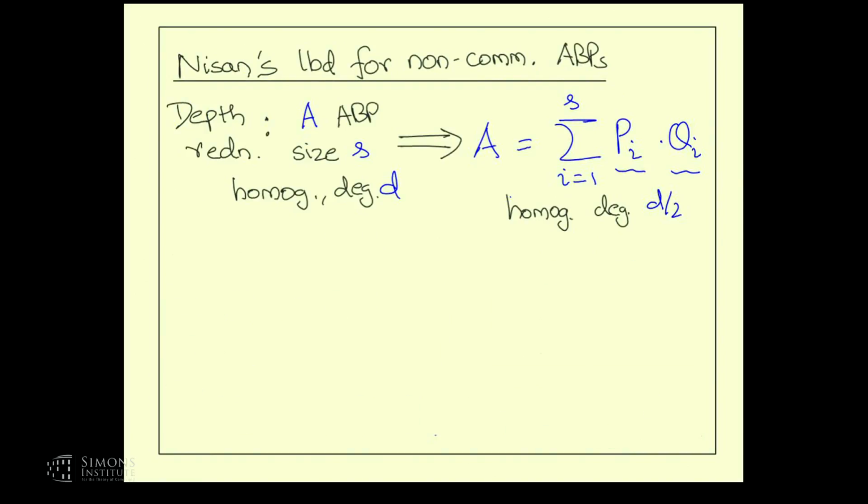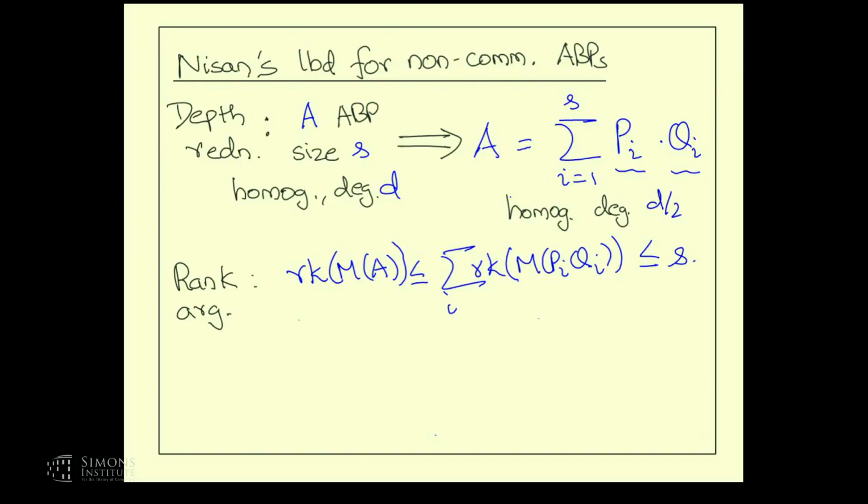All right, so that's about it. We are ready to prove our lower bound. Suppose I have some ABP of size s computing a homogeneous polynomial of degree d. It has this decomposition given by the basic identity. And so what I know is that the rank of the matrix corresponding to the ABP A is going to be at most the sum of the ranks of the matrices corresponding to each of these terms. And each of these terms has rank at most 1. So the overall rank adds up to at most the size of the ABP, which is s. Just think about this. I have this massive matrix.